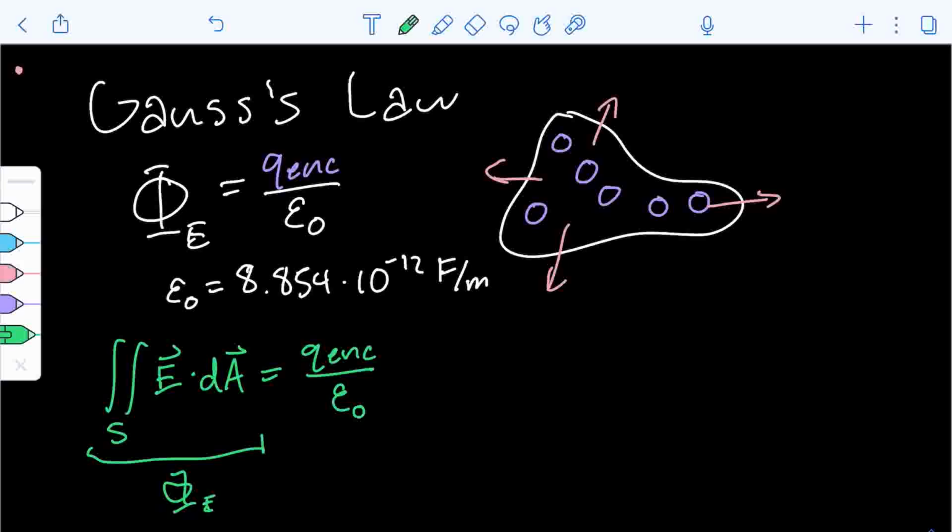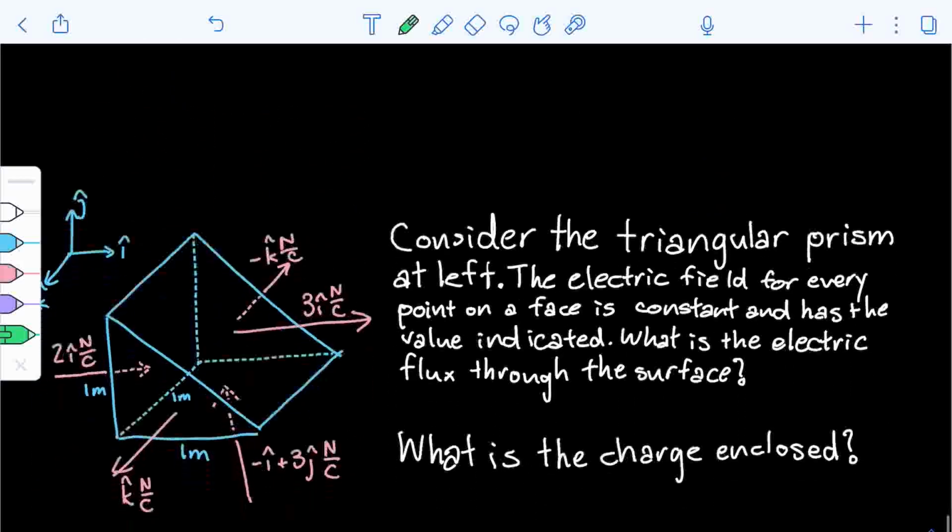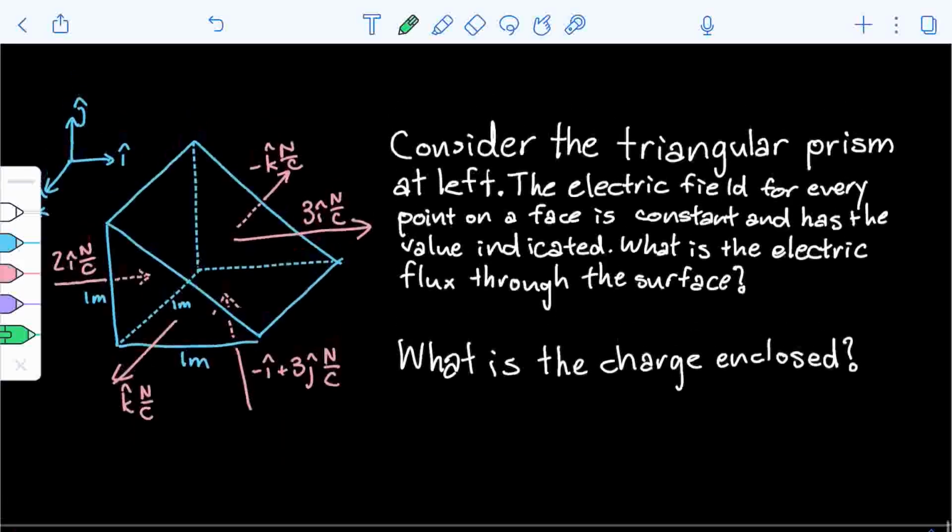And so what this means is, if we know what the electric flux is, we can figure out what the charge enclosed is. So that means, for this problem, we figured out that the electric flux through the surface was negative 1 newtons per coulomb times meter squared.